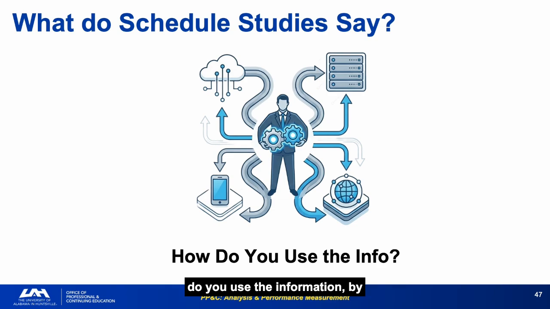How do you use the information? By calibrating current program schedule health against what similar programs look like at the same phase of development. The historical data makes schedule assessment defensible. When you tell a program manager their schedule is aggressive, the historical benchmarks tell them how aggressive.